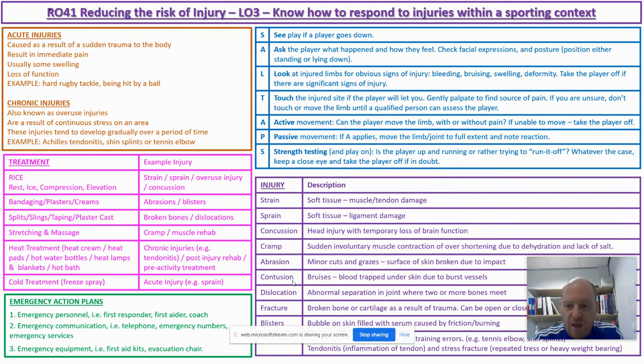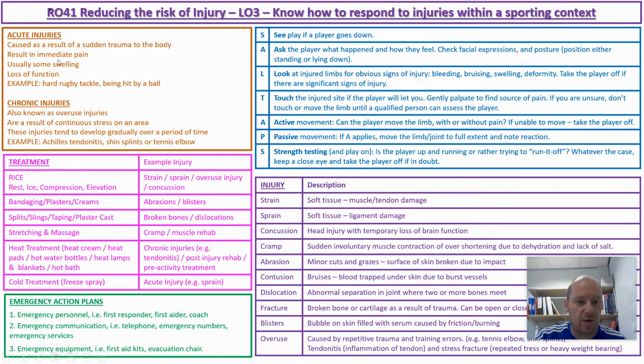Then we've got the chronic injuries, which are cramp, that sudden involuntary muscle contraction, so a muscle stuck in a movement, blisters, and you can't see under here, but under here we've got overuse injuries. So they are all those chronic injuries. When you've learnt about those, and you need to research a little bit about them yourself, you will look at the treatment for them.